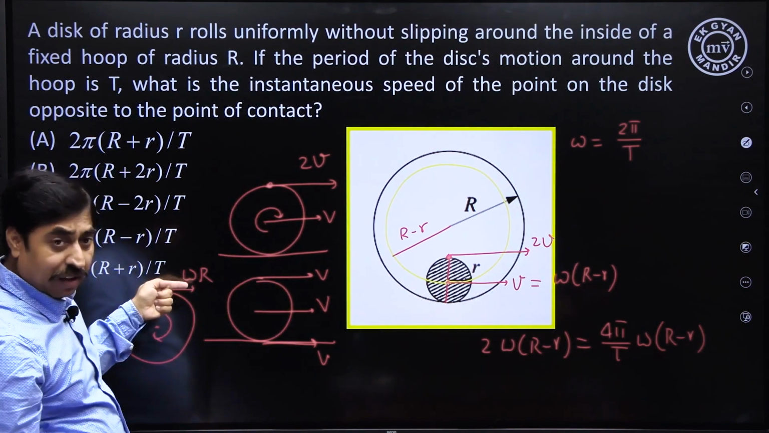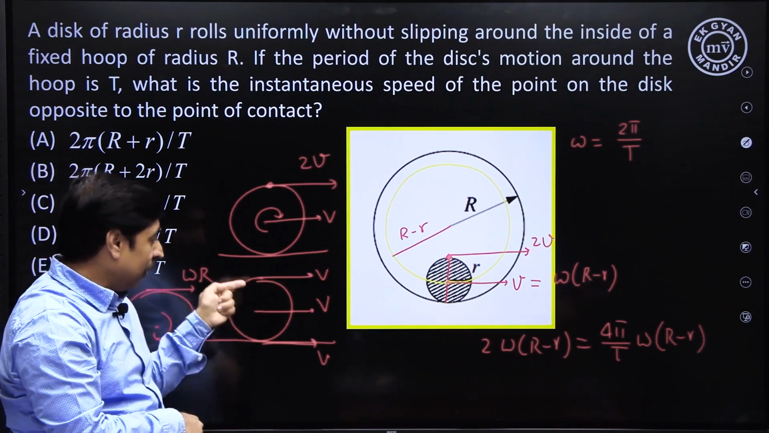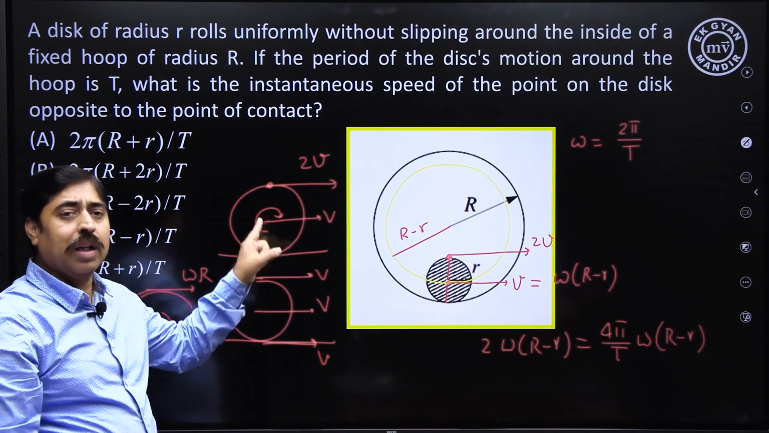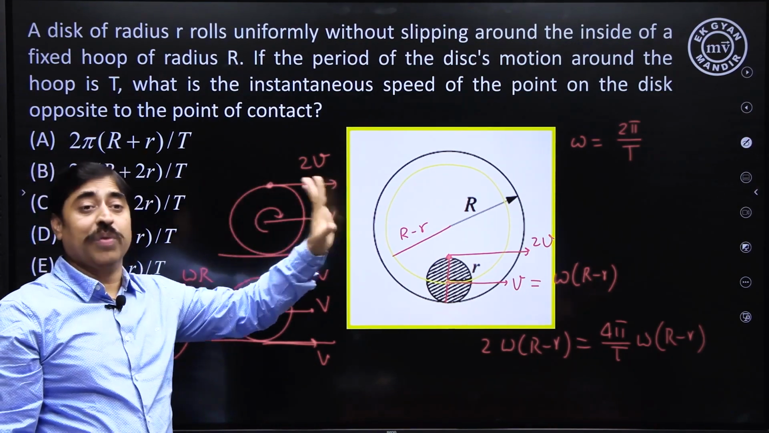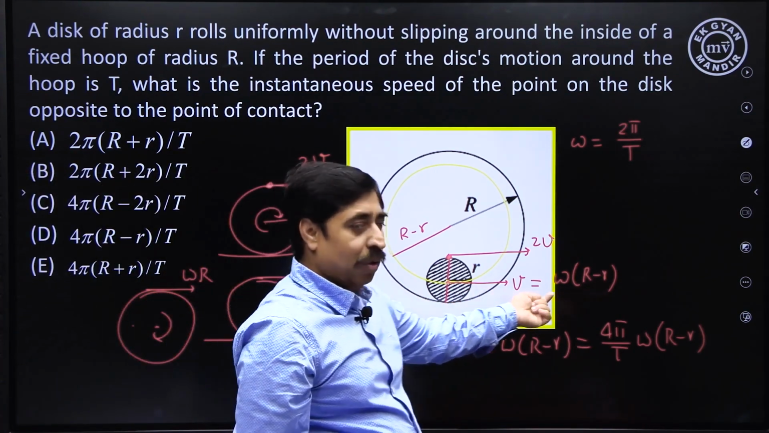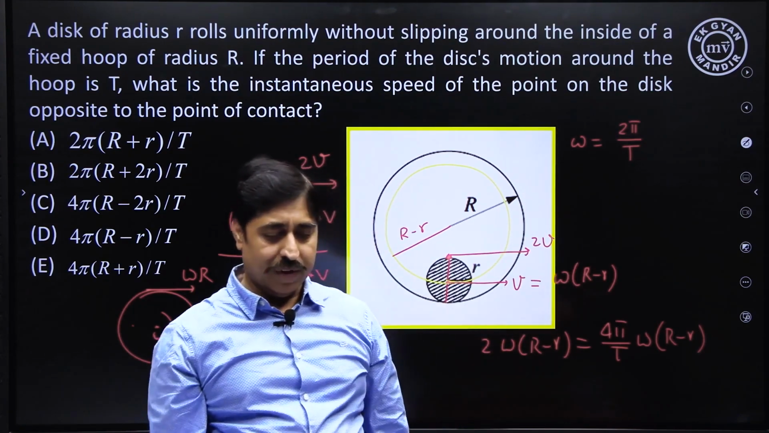So this omega r is nothing but v. Because of rotation, the top point has velocity v. Because of translation, the top point has velocity v. Superimpose both of them and the top point has velocity 2v. So 2v is our answer and v is nothing but omega into R minus r. The value of omega is given. So this is a very simple question.